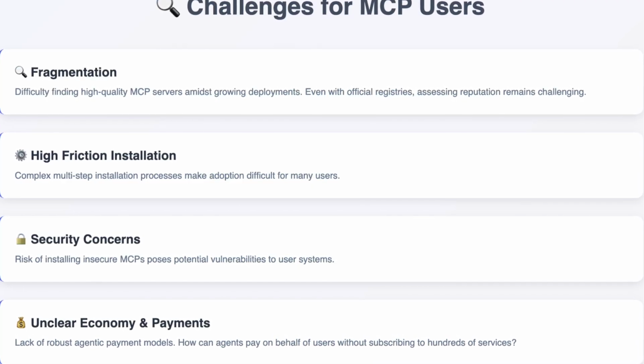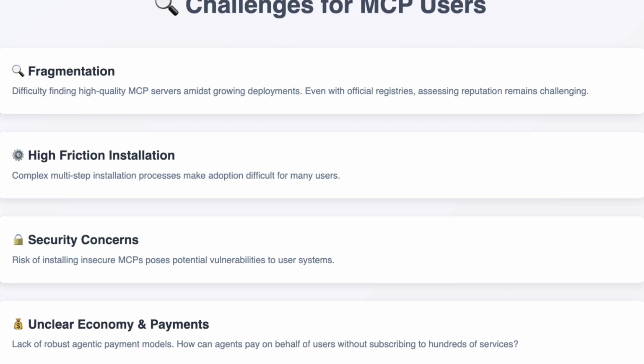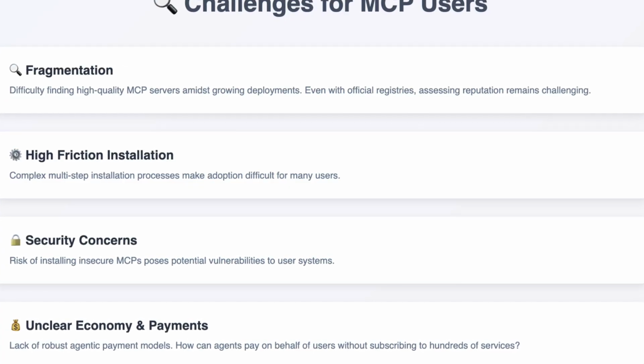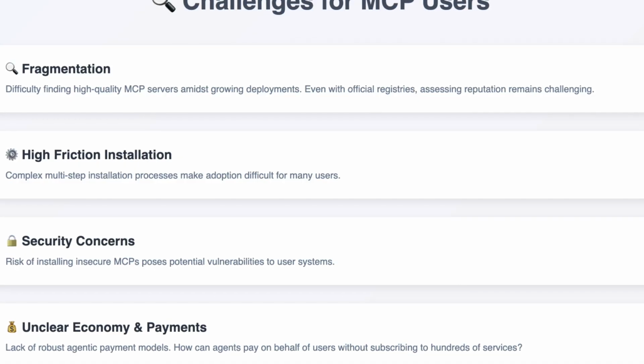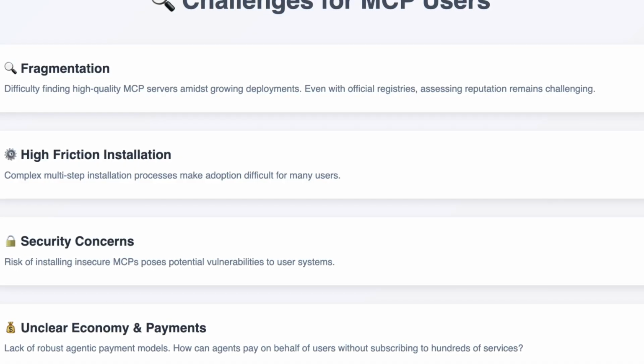Finally, there's unclear economy and payments. There's a distinct lack of robust agentic payment models, raising the question, how can agents pay for hundreds of services on behalf of users without requiring countless subscriptions?